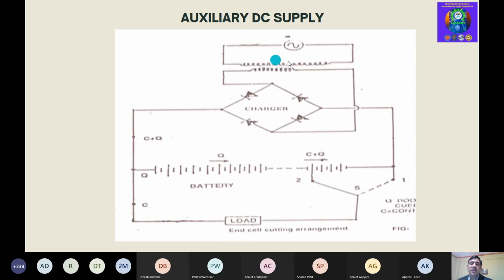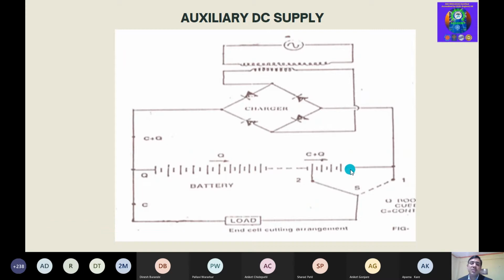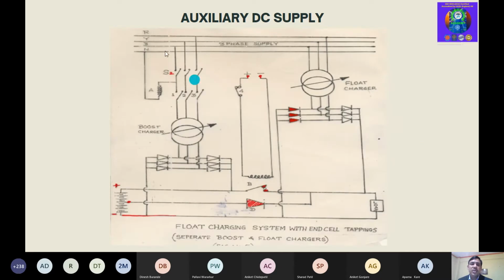Generally, normally we provide our DC supply through the chargers, and the battery is just a backup. Whenever the charger fails, then the battery will take care. But it is not that you should not check your battery. You have to maintain this battery. Otherwise, in an emergency condition, this battery will not be available when there is a failure of the charger. So you have to ensure regular maintenance of the battery. We'll also see how we can do it. So this is the general arrangement.